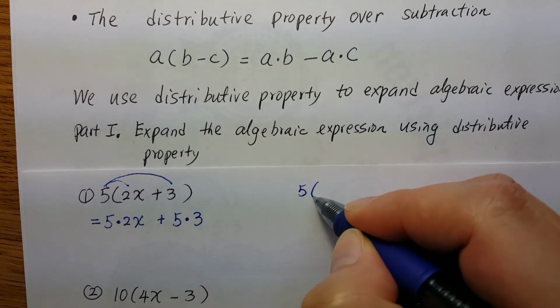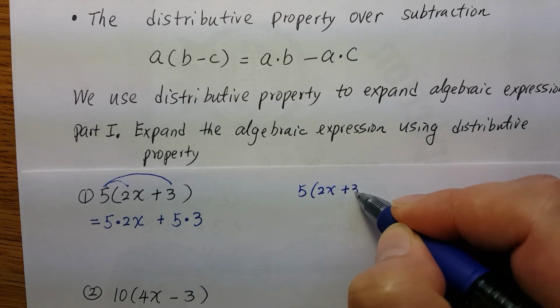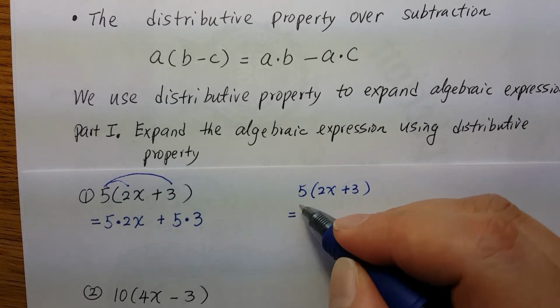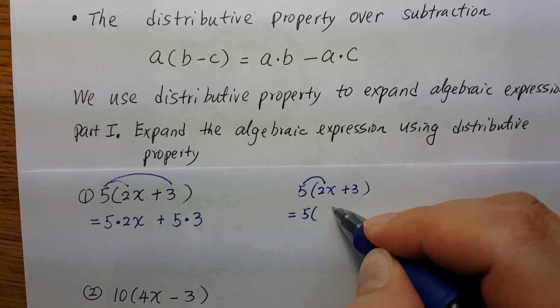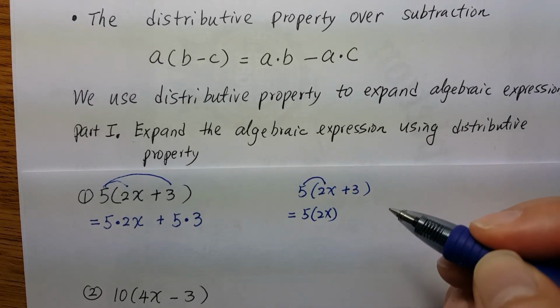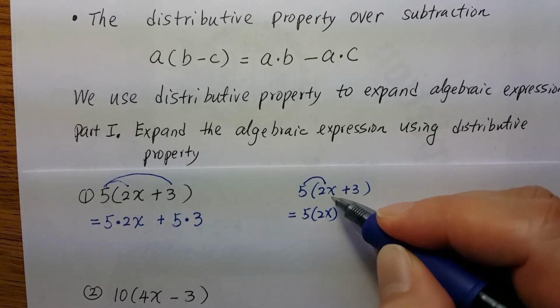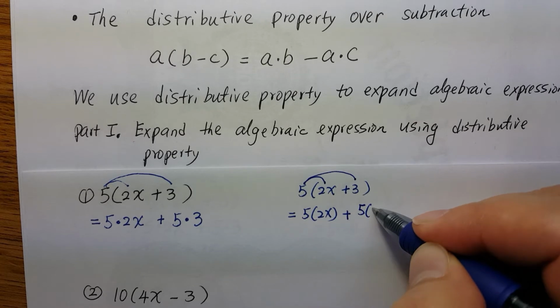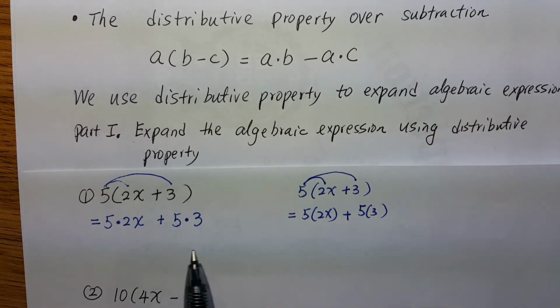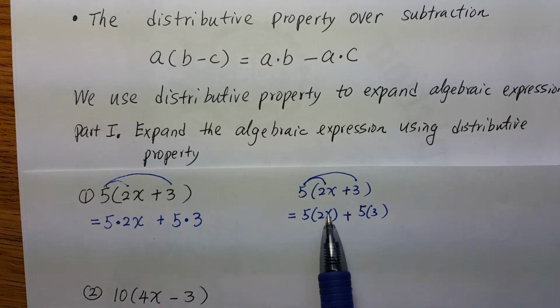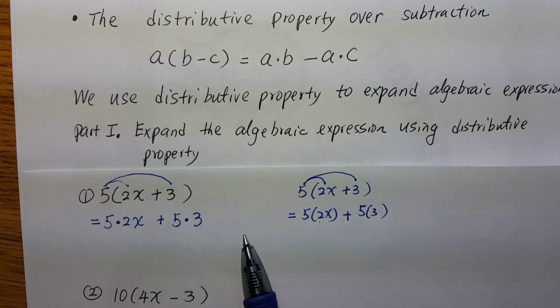Some teachers may use other notation. So they may write 5 parentheses 2x. That's for multiplication, addition in the middle, and then go back to do 5 times 3. So this too means the same thing. I like to use the dot, and some people like to use parentheses. That is their personal preference.